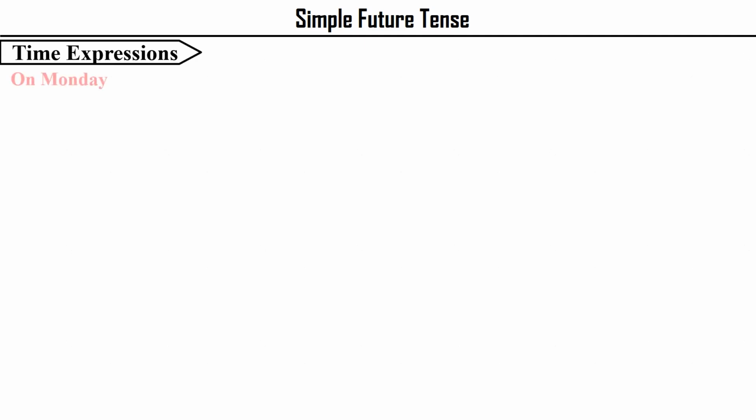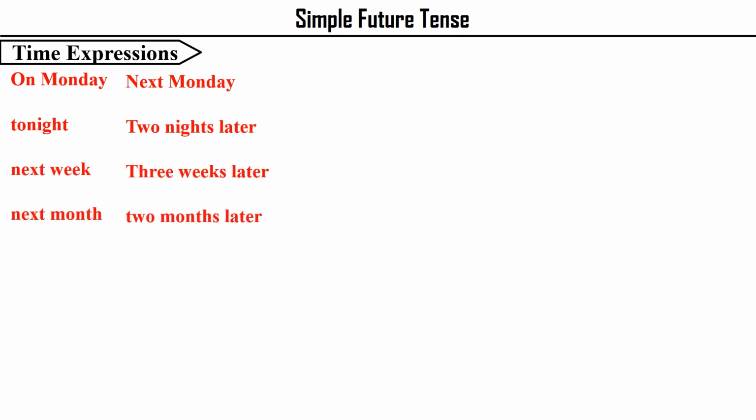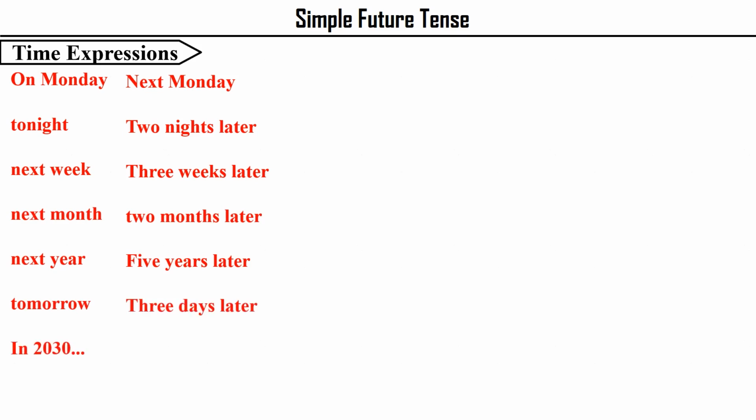Time expressions that are used in the simple future tense are: on Monday, on Tuesday, next Monday, next Friday, tonight, 2 nights later, next week, 3 weeks later, next month, 2 months later, 4 months later, next year, 5 years later, tomorrow, 3 days later, in 2013, in 2025, in 2050, etc. In May, in June, on June 15, on May 16, on July 18, etc. In the morning, in the evening, in the afternoon, etc. There are many types of future time expressions.